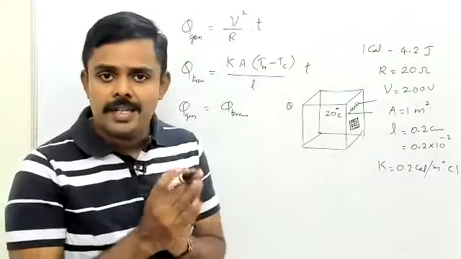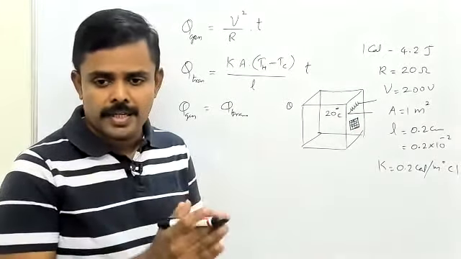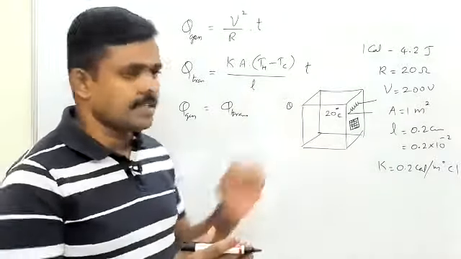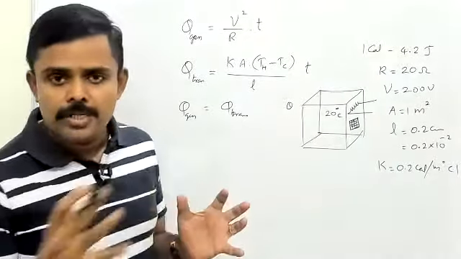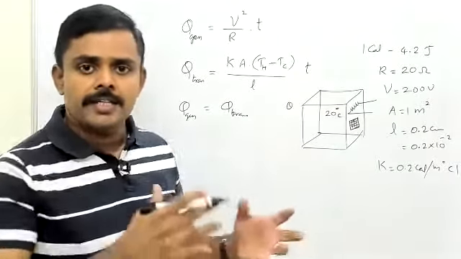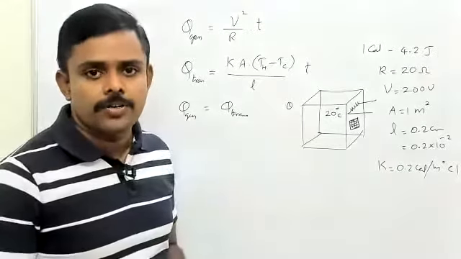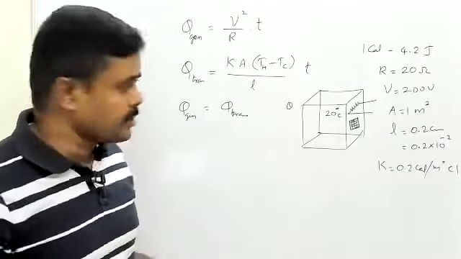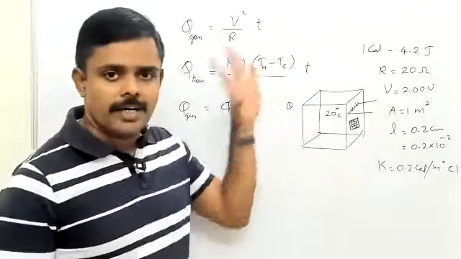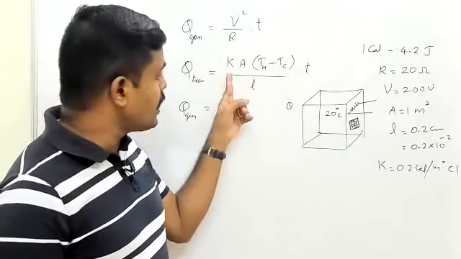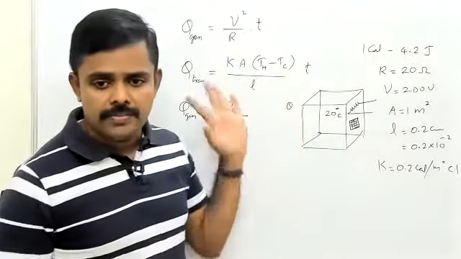There is heat generated inside the room by the heater, and that heat is transported through the window. That is how the temperature is maintained in the room. Excess heat generated is transported. So heat generated is V square by R into T, and that is transported through the window. Heat transported is K into A into (TH minus TC) into T divided by L.